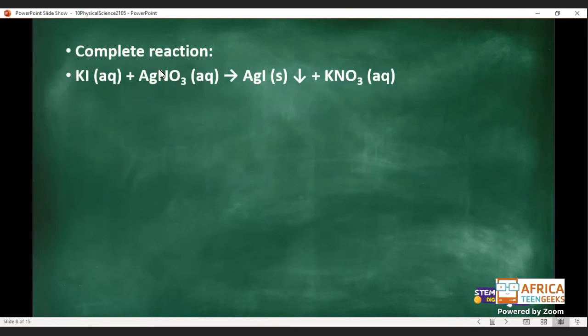Okay. This is an ion exchange reaction. So the nitrate and the iodine swap places. And I end up with silver iodide, you see there, iodide, silver, silver iodide, and potassium nitrate. There it is. Okay. Now, don't panic.